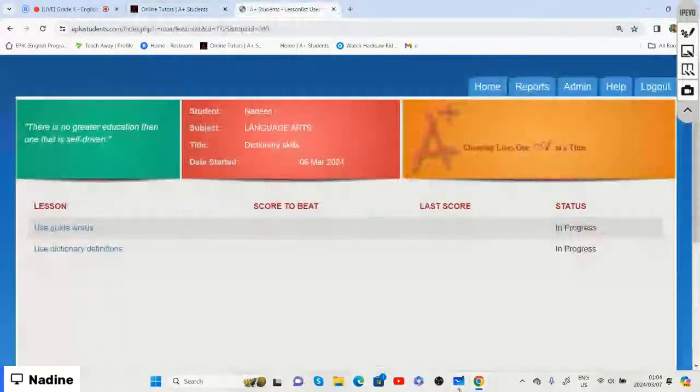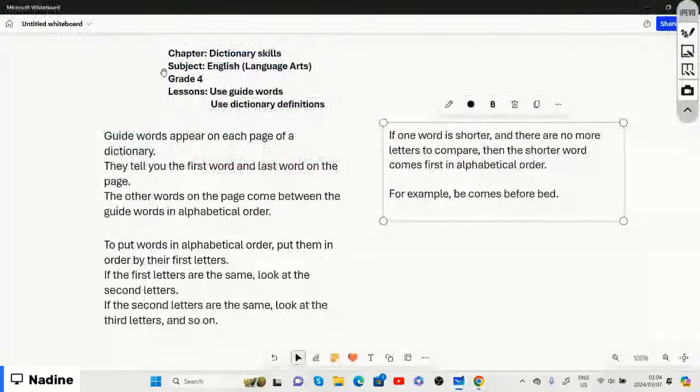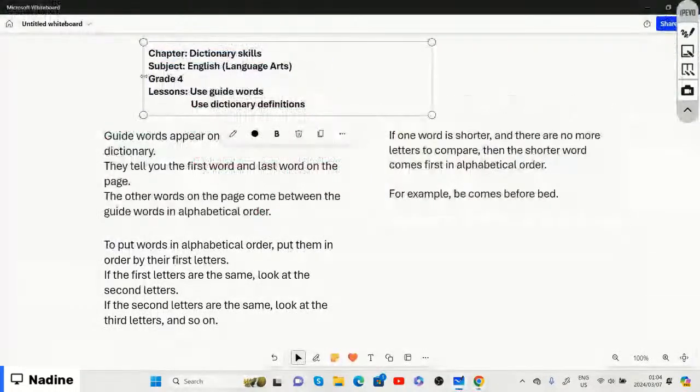So our chapter is dictionary skills. Our subject is English language arts, grade 4. And the lessons that we're going to be focusing on under the chapter of dictionary skills are to use guide words and to use dictionary definitions.